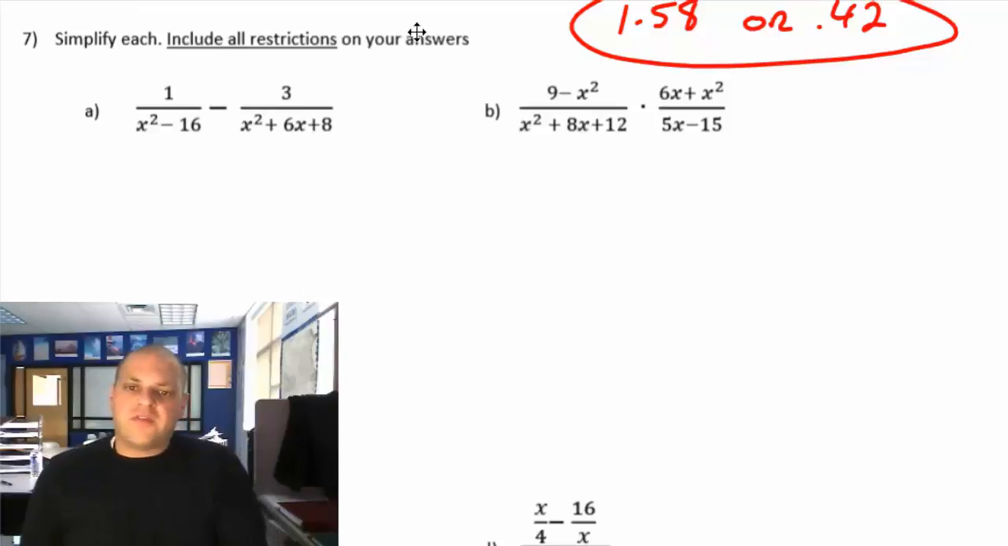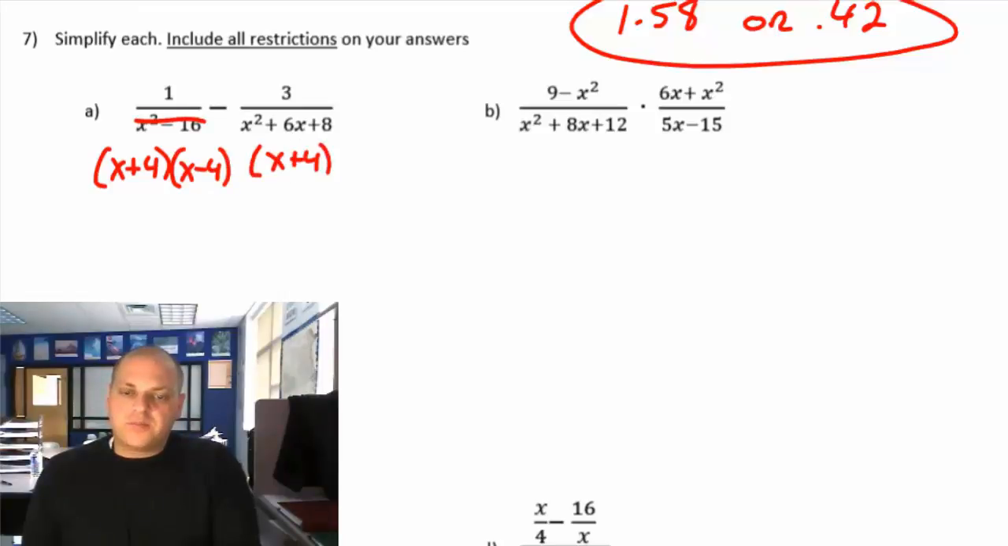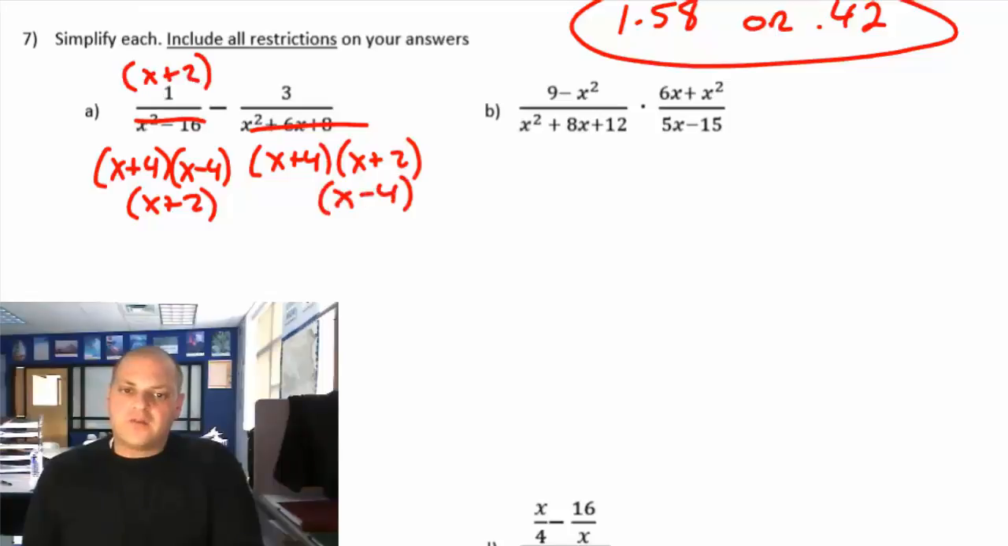All right, so simplify, include restrictions. We're subtracting, so we need a common denominator. So here I need x plus 4, x minus 4. All right, this is going to be x plus 4, x plus 2. So what am I missing here? Well, I have x plus 4. I need x plus 2 here. So I've got to put an x plus 2 up there. I need an x minus 4 here. So I'm going to have to go x minus 4 here.